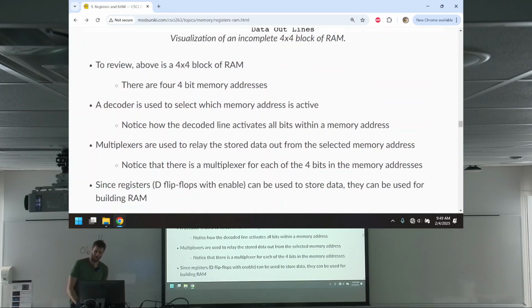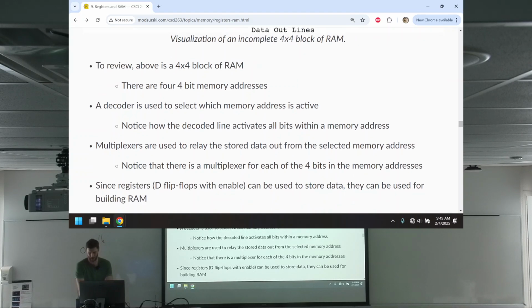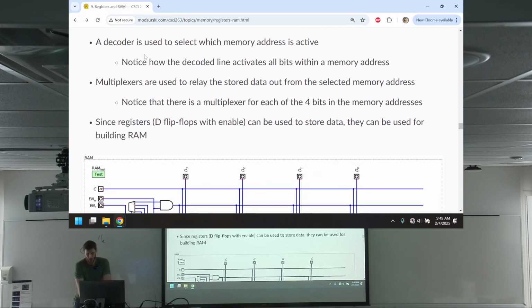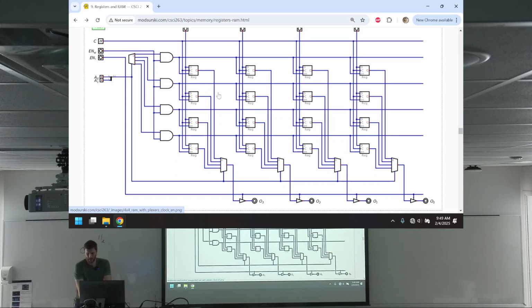Okay, 4x4 block of RAM. There are 4-bit memory addresses. A decoder is used to select which memory address is active. Notice how the decoded line activates all bits within a memory address. Multiplexers are used to relay the stored data out of the selected memory address. Notice that there is a multiplexer for each of the 4 bits. So now we know that D flip-flops would work. Here's how we can modify this design with something that we actually know exists.